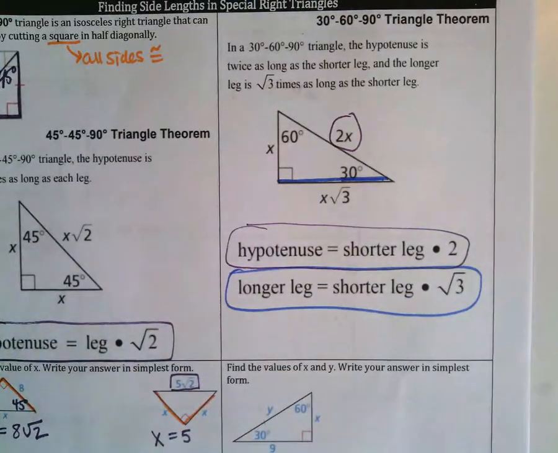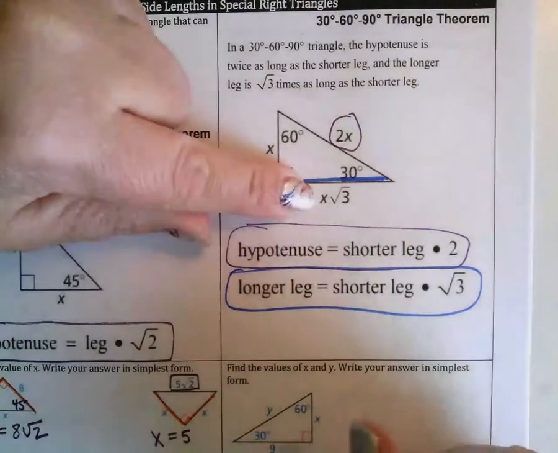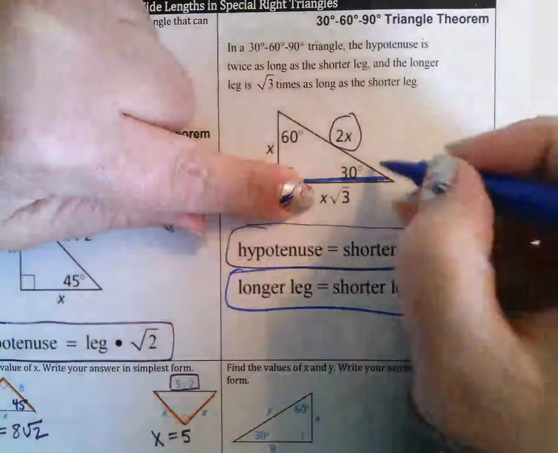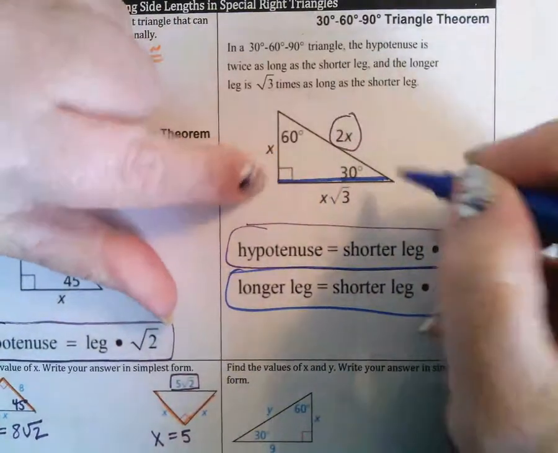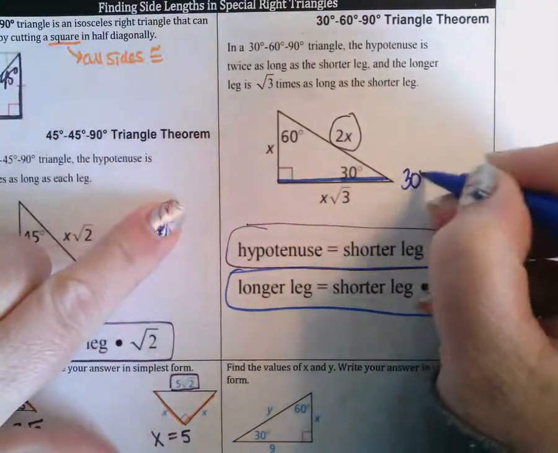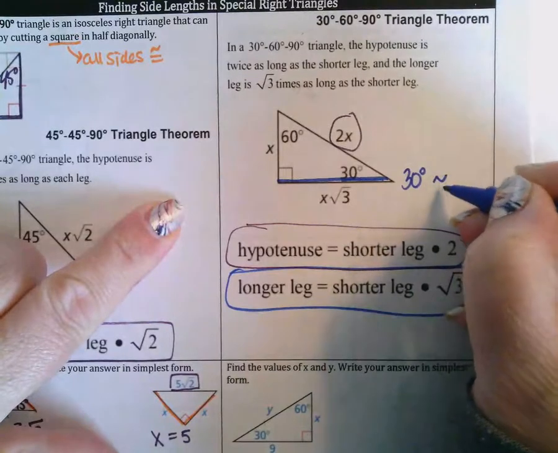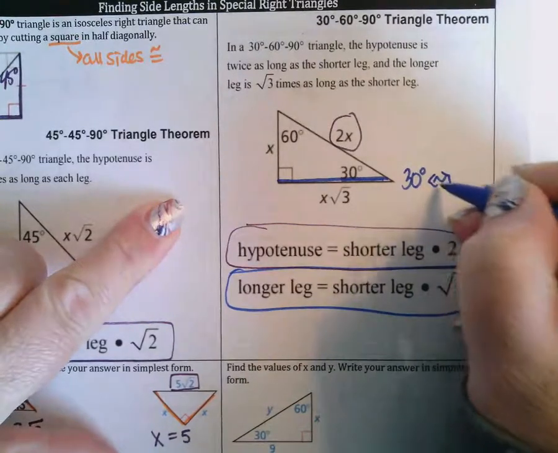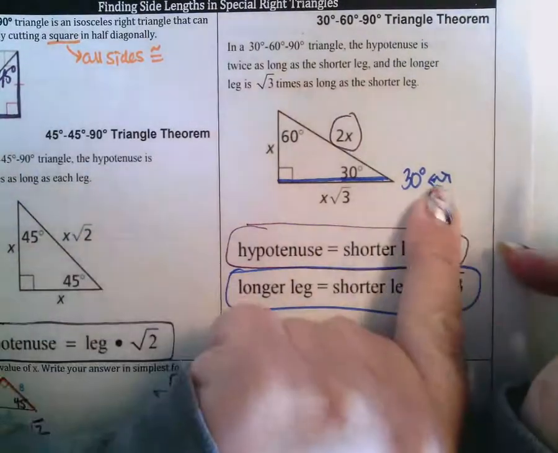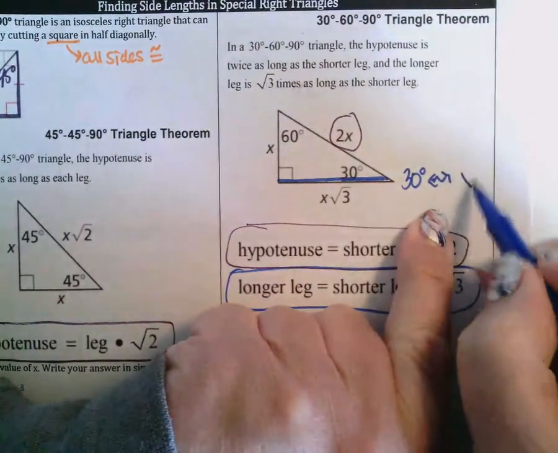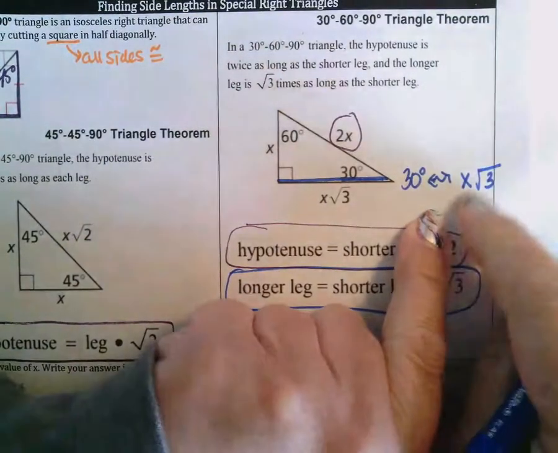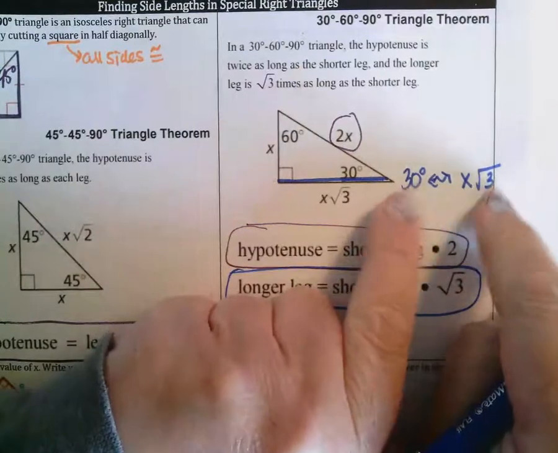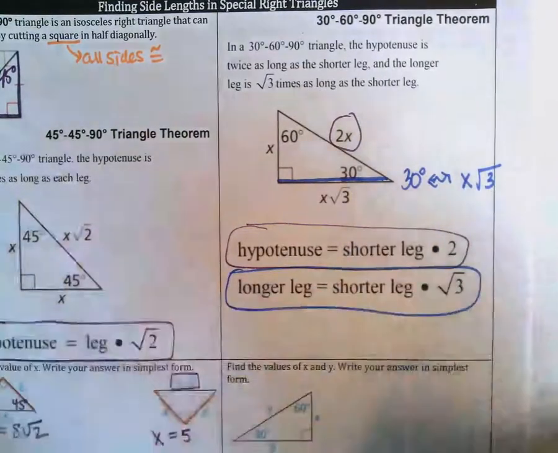Now, one way that you can remember where the square root of 3 goes, if you can't visually see it very easily, is 30 degrees. I'm putting little arrows here. The 30 degrees has to do with the one that goes with the 3. So you've got the 3's matching here. It's one way that you can remember it.